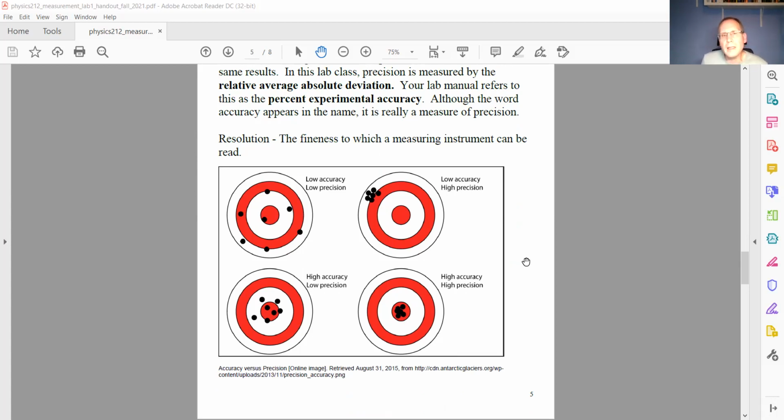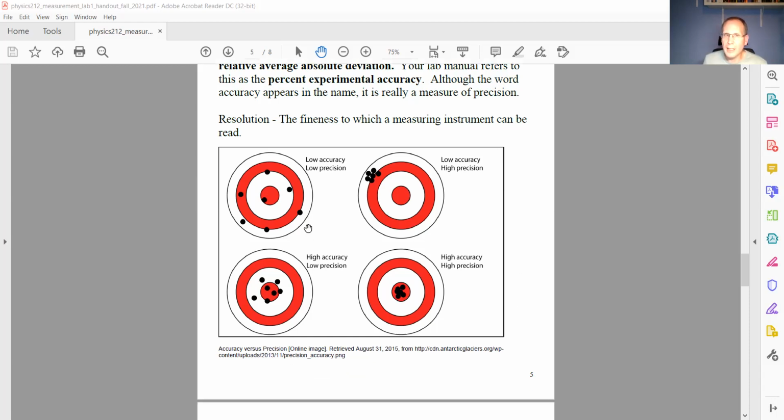So to give you an idea of the difference between accuracy and precision, this sort of target bullseye example is typically used. In this first case, the upper left-hand case, here are your data points. These are your measurements, right? So there are 7 different measurements. Notice that if you were to average these, it's probably going to be somewhere here, outside of the center. So that's why it's low accuracy, because the average of these is not in the center.